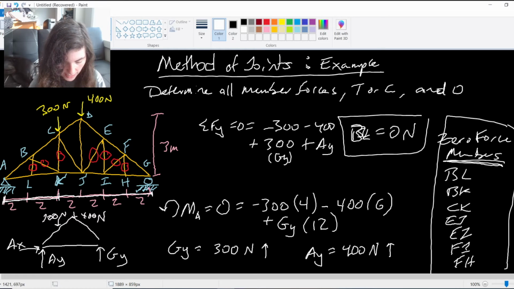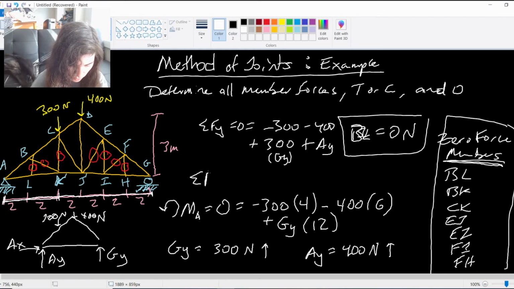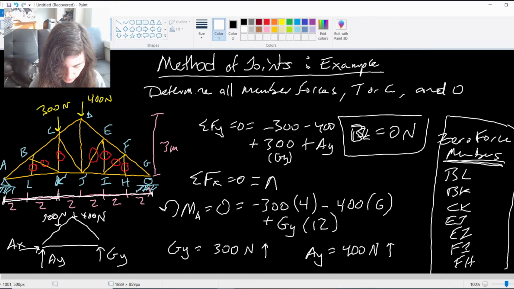My last reaction is Ax, which may have been the easiest one out of all of them because there are no X forces. Ax equals 0. It's the only one I have drawn on here. There are no X forces, so it is just 0.